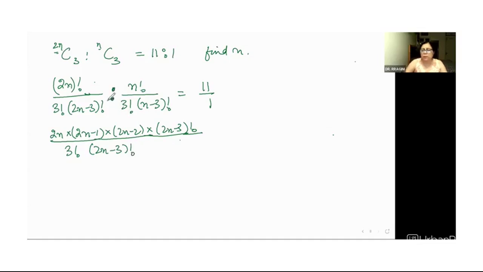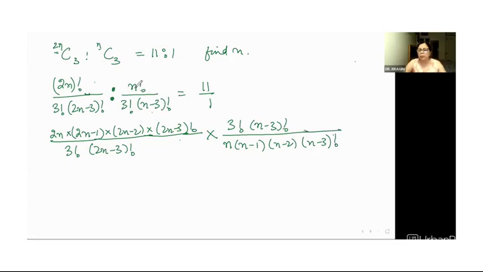Now this is a sign of ratio, that means division. I am converting it into multiplication and flipping the second fraction. Here also we have n minus 3. So n minus 3 is a smaller number. This n factorial can be opened: n, n minus 1, n minus 2, n minus 3 factorial. n is a bigger number, n minus 3 is a smaller number, so I have opened the bigger number till I have reached the smaller number factorial, right? Now this whole thing is equal to 11 is to 1. 2n minus 3 factorial, and n minus 3 factorial, this 3 factorial, right?